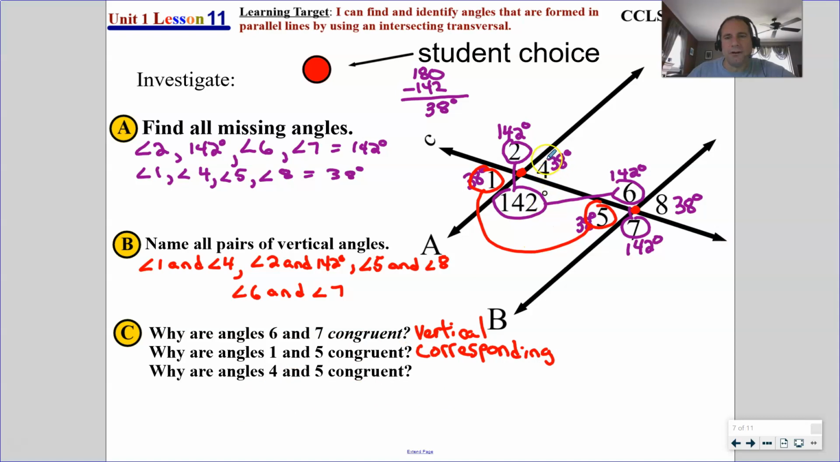Why are 4 and 5 congruent? 4 and 5 are going across, inside and across. The relationship is alternate interior angles.